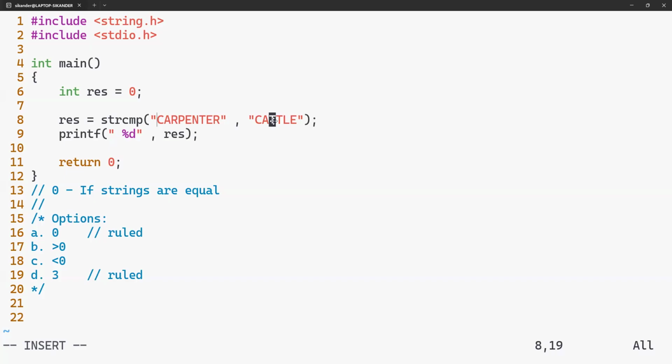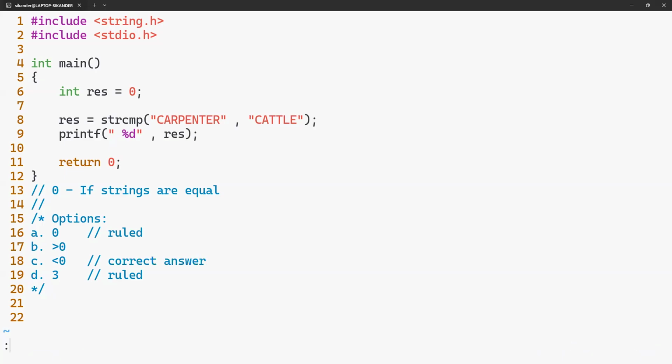Since they're not the same, it's going to compare the ASCII value of R and the ASCII value of T. Since the ASCII value of R is lesser when compared to T, it gives you a negative value. Now, this negative value in some compilers could be -1, or it could be the difference in ASCII values. So based on this, that is the correct answer.